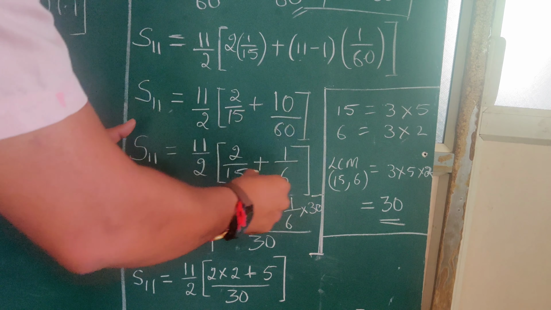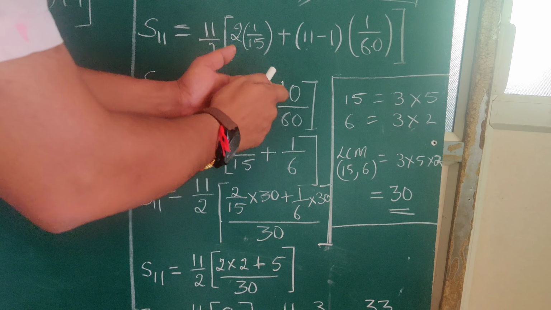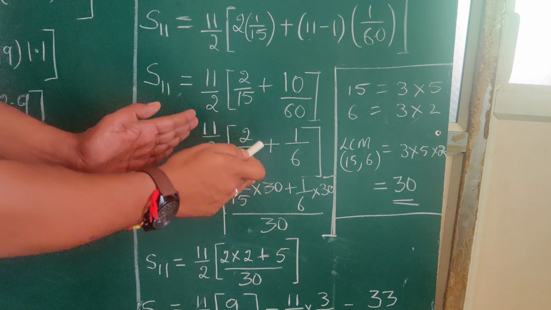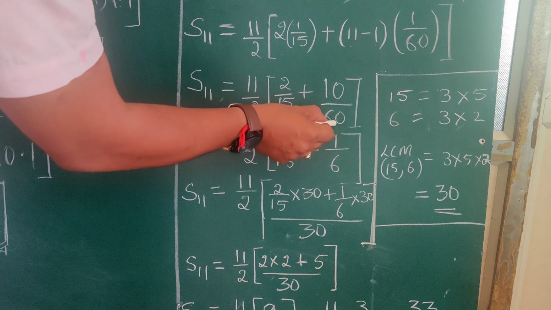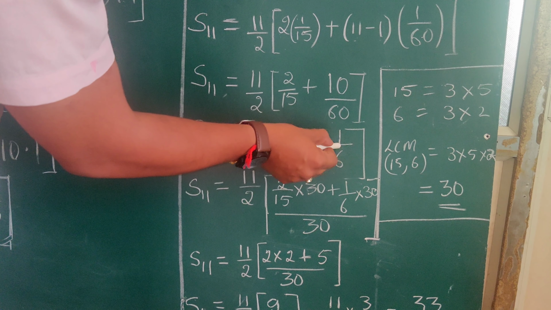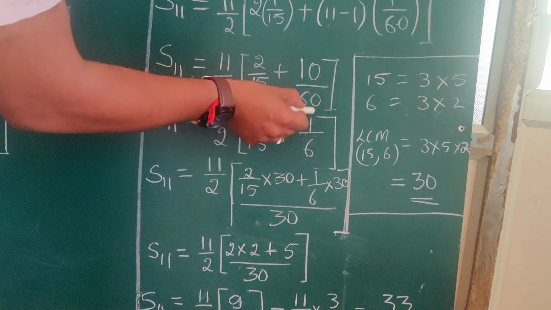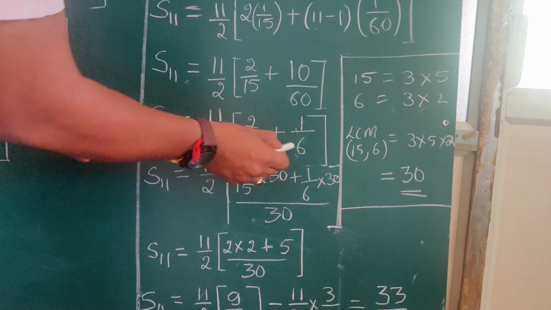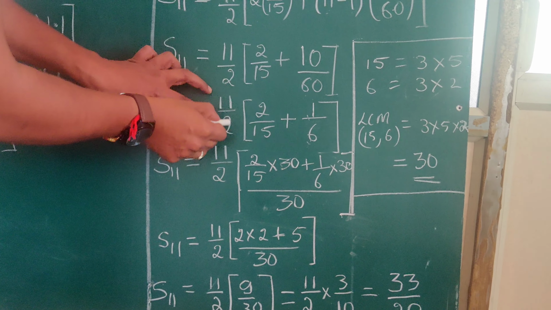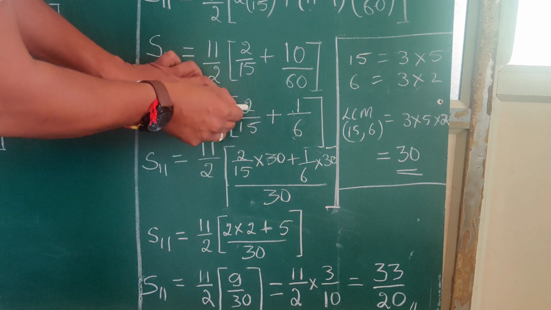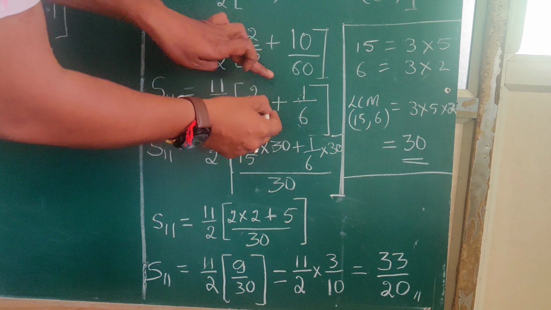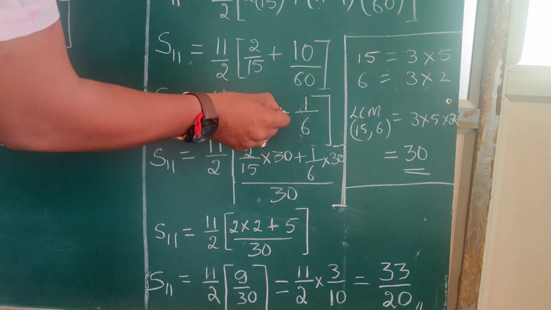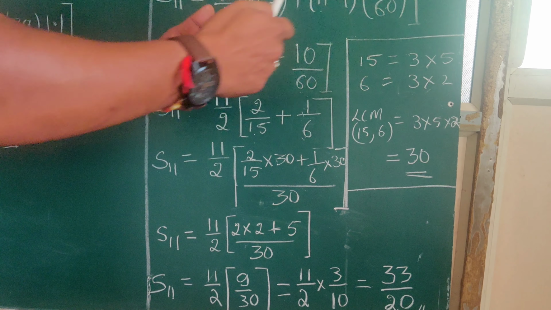After this, it is not possible to add just like that. You need to take the LCM. Before taking the LCM, 10 by 60 can be divided, and it comes to 1 by 6. Therefore, 10 by 60 is written as 1 by 6 here. S11 is equal to 11 by 2 into 2 by 15, which cannot be divided, kept as it is, plus 1 by 6. Now, 2 by 15 plus 1 by 6 is not possible to add.